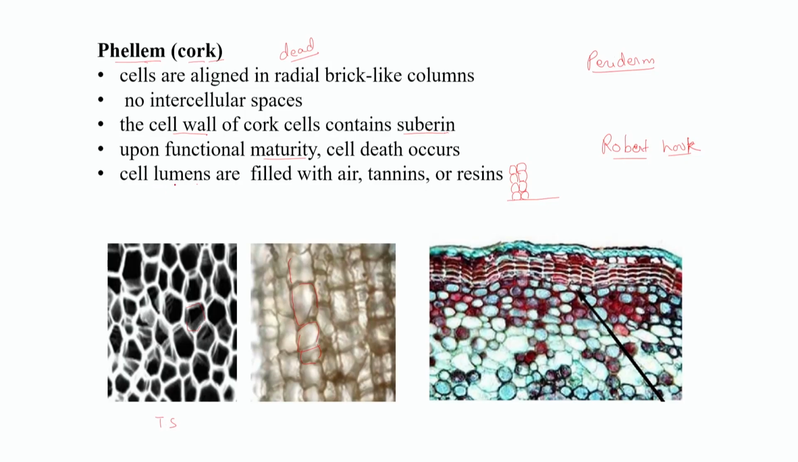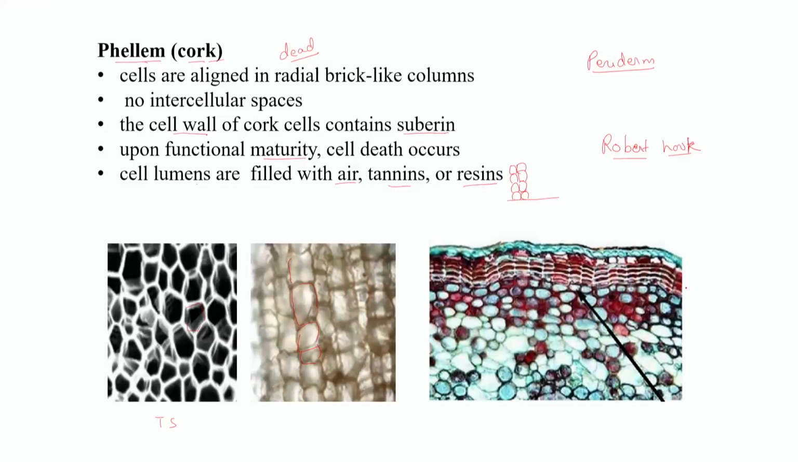Now the lumens might be empty, they might be filled with air, and many other substances are also reported to be filled in those lumens, like tannins and resins. Many things come out from the bark, so from where have they arisen? In the bark cells some tannins are there, and some resin depositions like terpenes are there. All these substances might be deposited in the cork cells also.